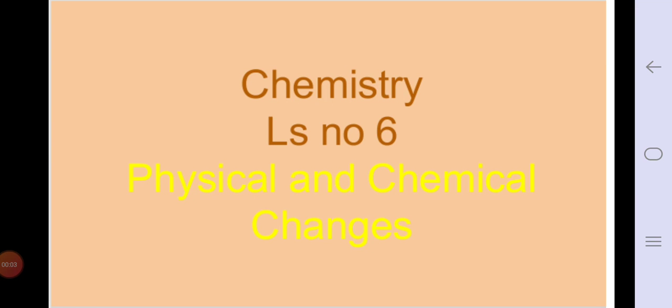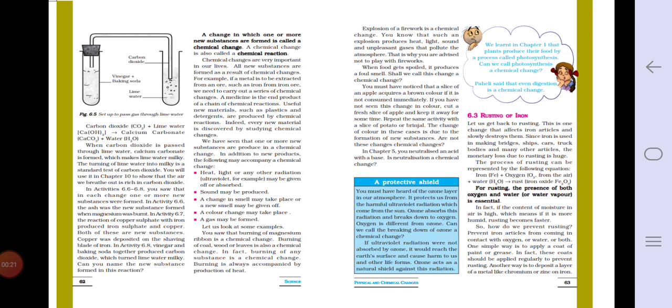Hello everyone. We have seen physical and chemical changes. What are chemical changes we have seen? In that we have seen different activities to prove the chemical changes, how one or two new substances are formed when there is chemical change. Now today we are going to see the remaining part of the lesson, rusting of iron.